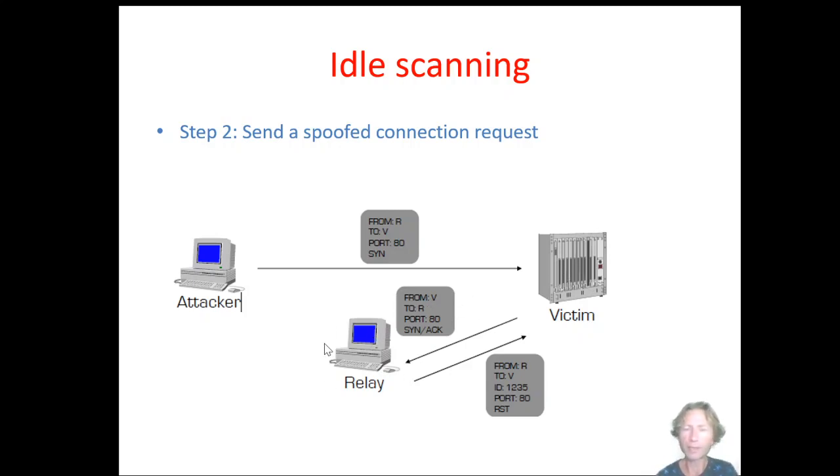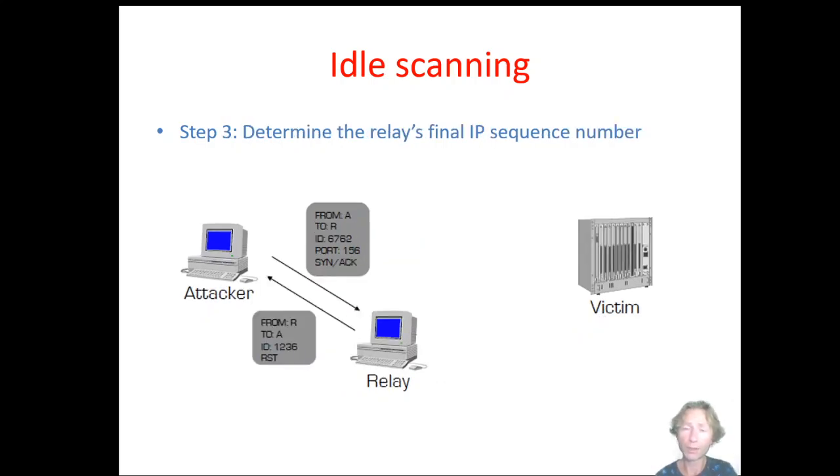But if the relay receives a SYN-ACK, it's just going to reply, just like it did to us, with a reset. That means that the IP identifier is going to jump from 1234 to 1235. Okay, and in the last phase of our scan, we're going to sample the IP identifier again by sending again a SYN-ACK to the relay, and the relay is going to respond with a reset packet. And now we see that the IP identifier has jumped by 2. Right? And that means that this port must have been open on the victim side.